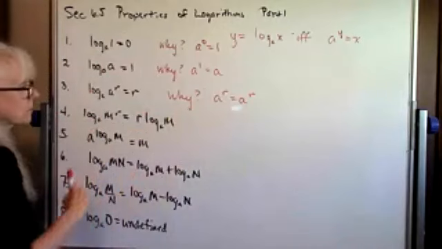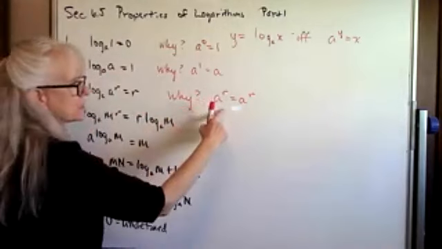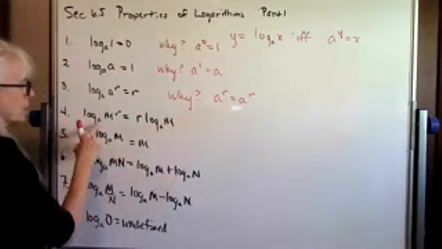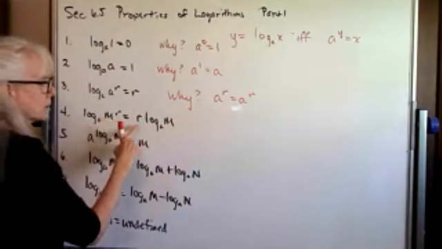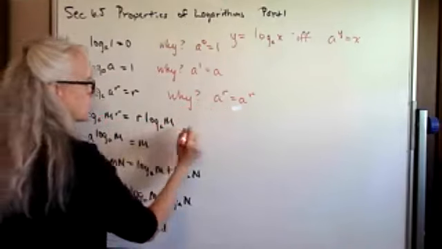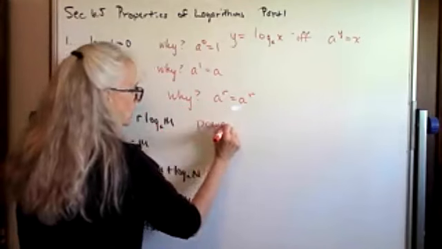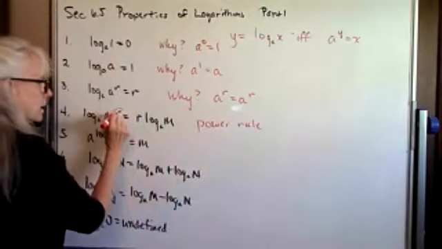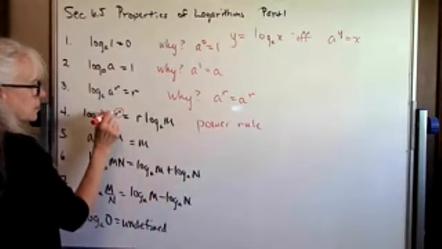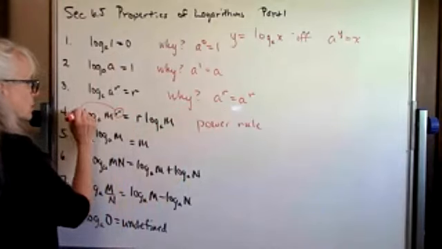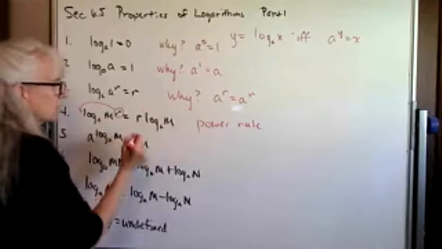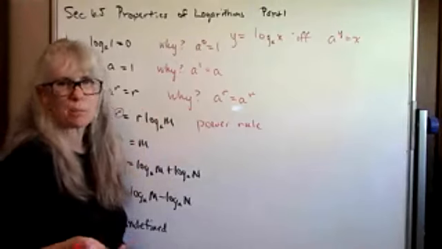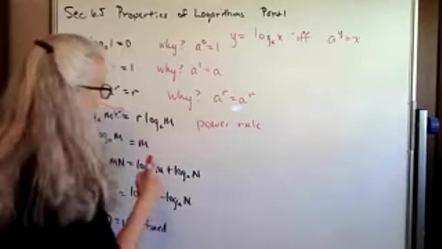The next one is a power property, and it feeds off of this one. It says log base a of m to the r power is equal to r log base a of m. So this one's called the power rule, and we will use it a lot. So basically what we're going to do is the logarithm allows us to take that exponent on the inside and move it or bring it down. Kind of looks like a coefficient. It's not really, but I'm going to call it a coefficient because we need something to call it.